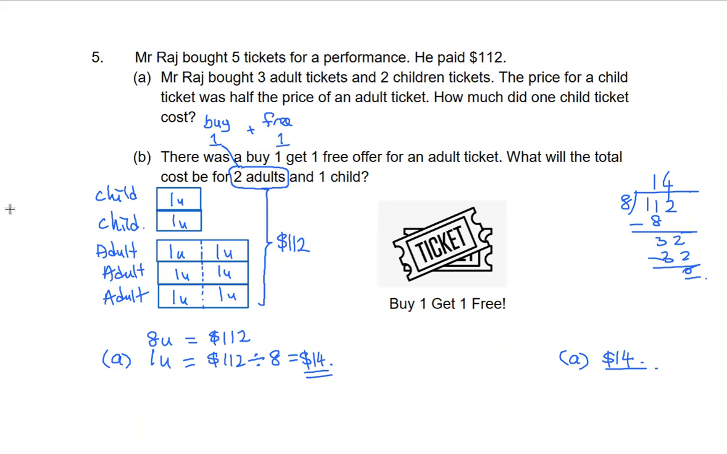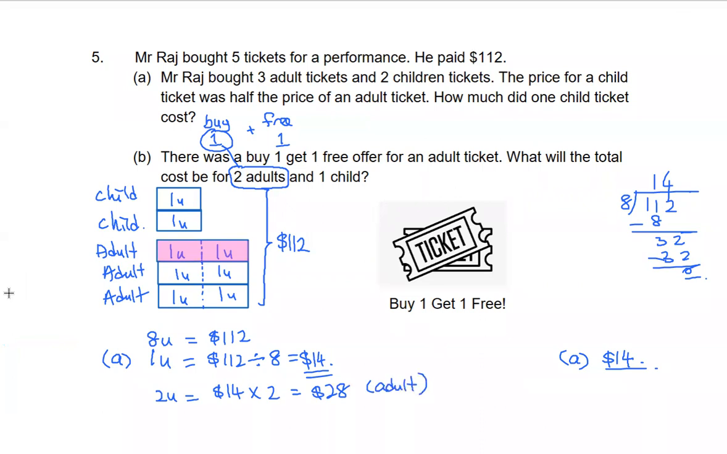And if you want to buy this adult ticket, let's see how much 1 adult ticket is, shall we? Okay, 1 adult ticket is 2 units. All right, just like that. 1 adult ticket is 2 units, right? So 2 units, which is an adult ticket, is $14 times 2, which is $28. This is adult.